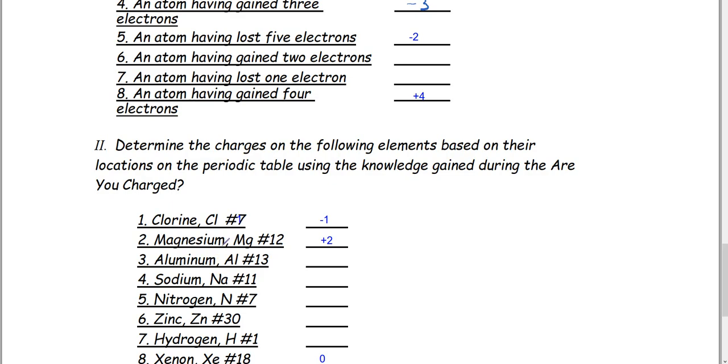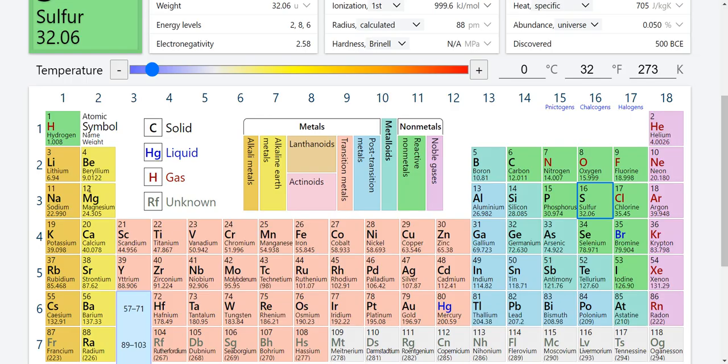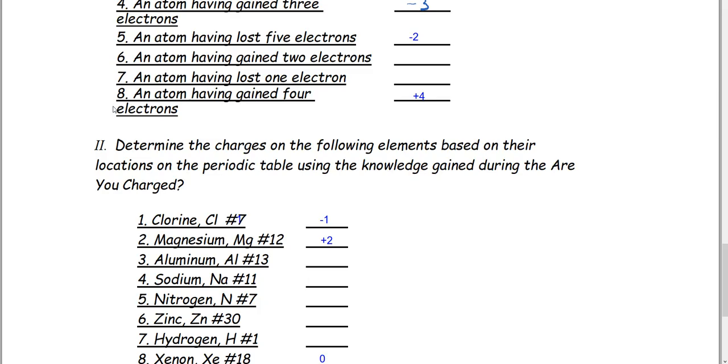Okay, so magnesium, take a look at magnesium. Magnesium is here in group 2. Group 2 will have 2 valence electrons, and if you have 2 valence electrons, you would give away 2 in a chemical reaction rather than gain 8, right? So you would lose all 2. When you lose, you put a positive and the number of electrons.